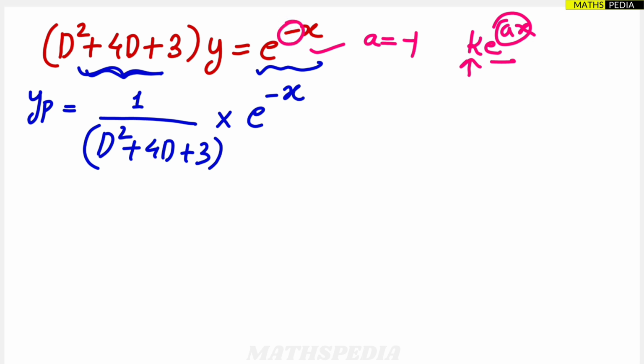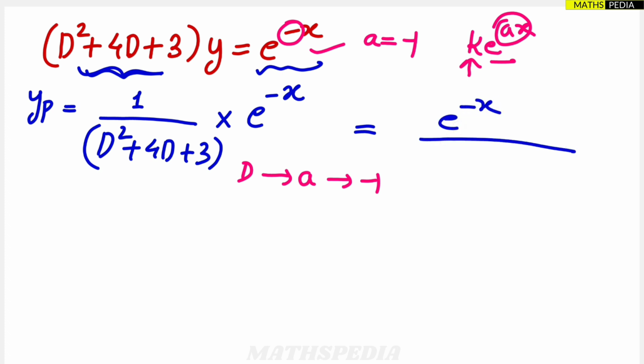Now we have to substitute what? In that case we used to substitute d value as a. Here the a value is minus 1. So what will be the answer you will be getting? You will be getting the answer as e power minus x will remain as it is. Okay, denominator what will happen? In place of d, you have to substitute minus 1. So minus 1 square plus 4 into minus 1 plus 3.